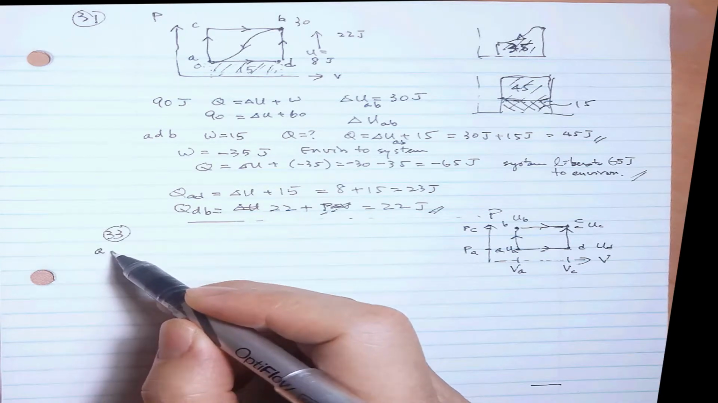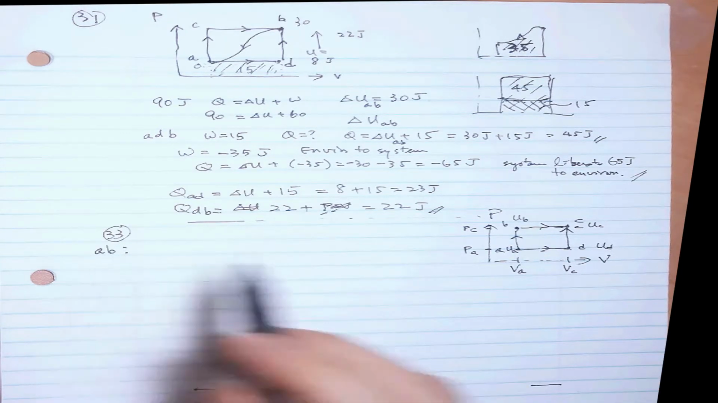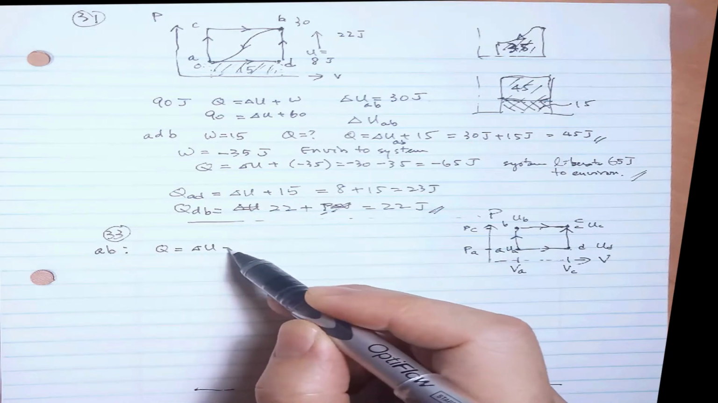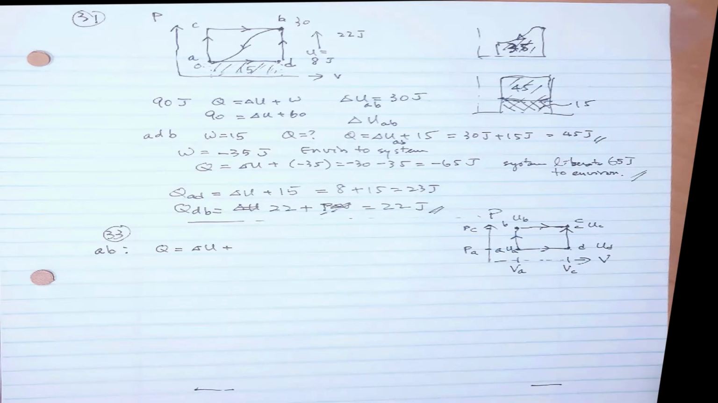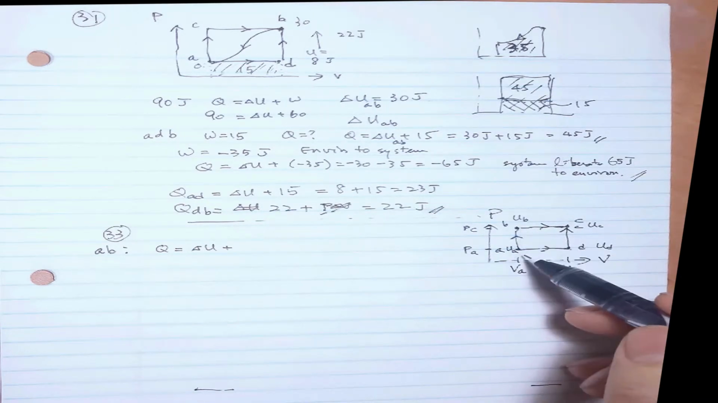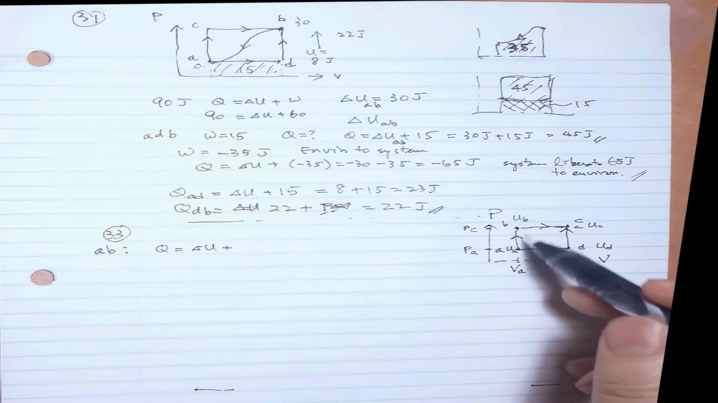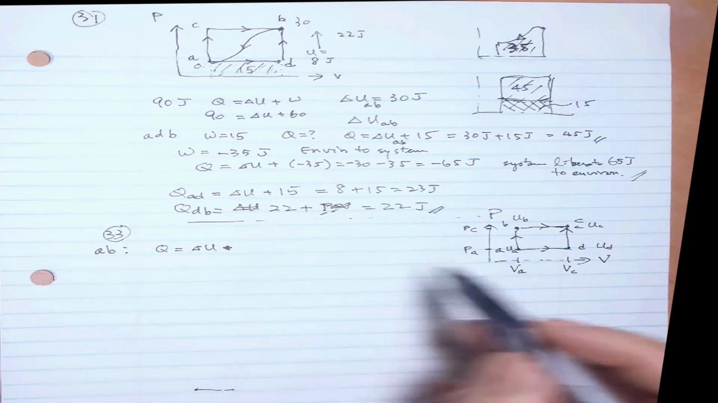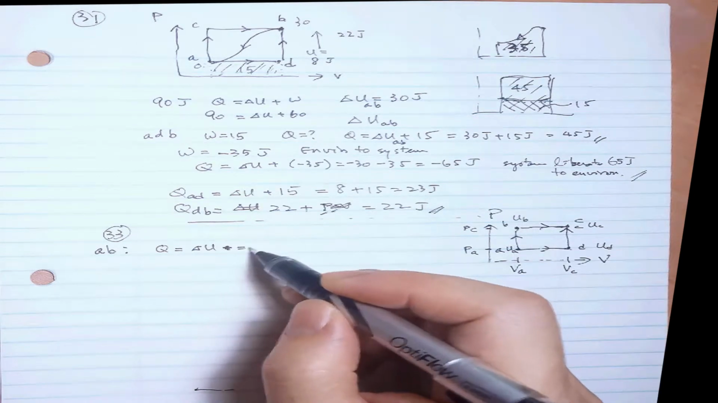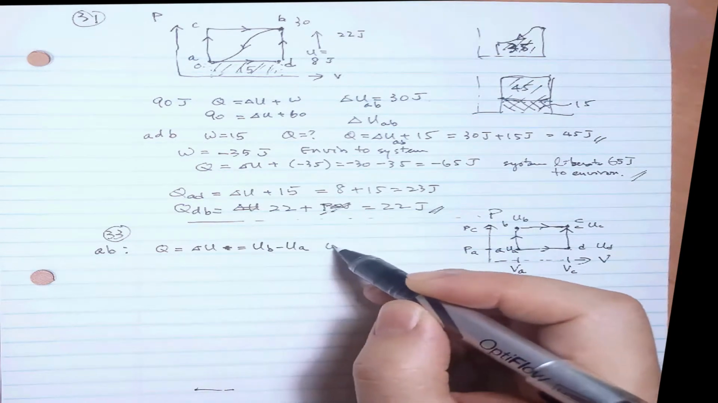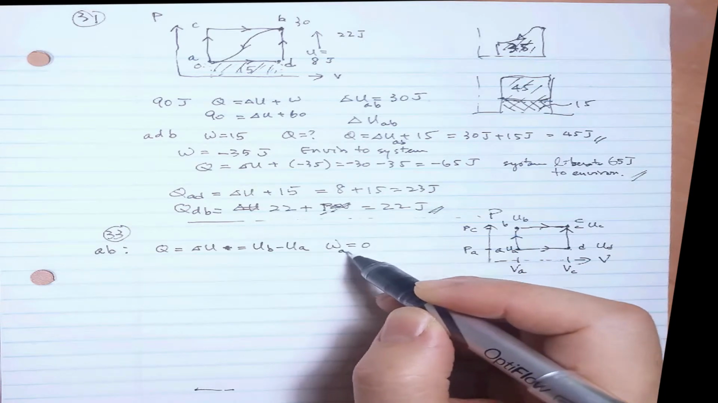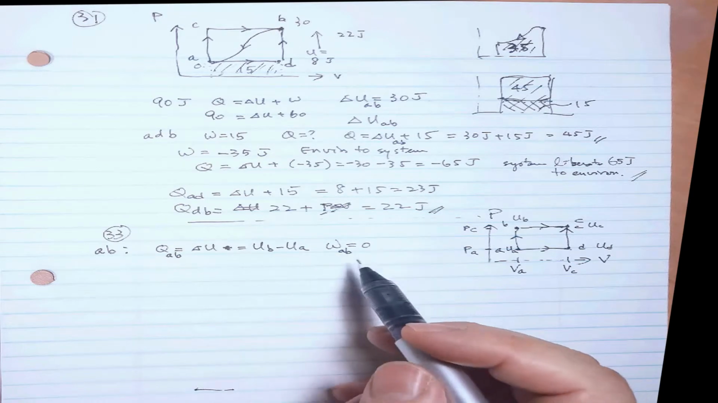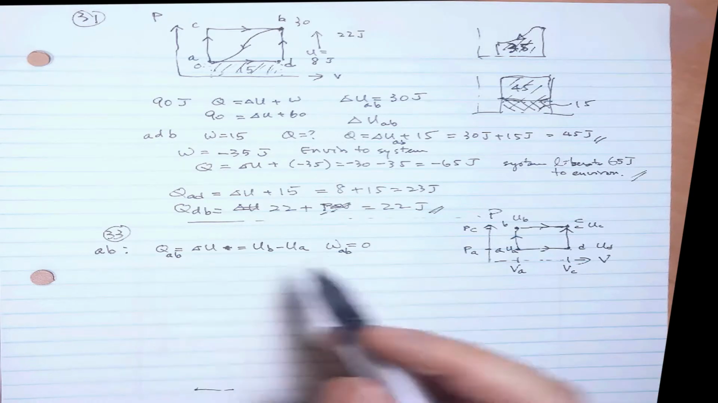From the state of A to B, from the process from A to B, Q is delta U plus P delta V. But there is no work done from A to B because it's vertical, isochoric, and therefore there is no work. The change will simply be UB minus UA, and the work done is 0 from A to B. So heat from A to B is simply UB minus UA. Okay, so that one is easy.